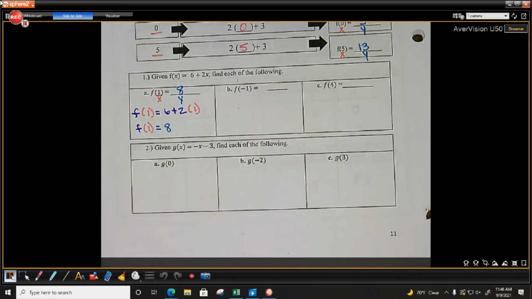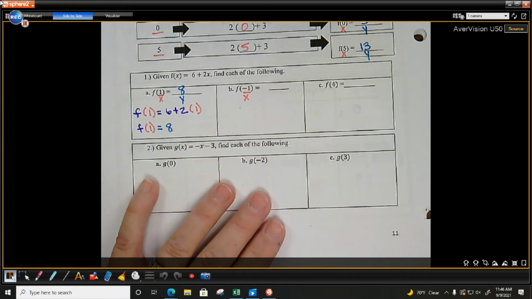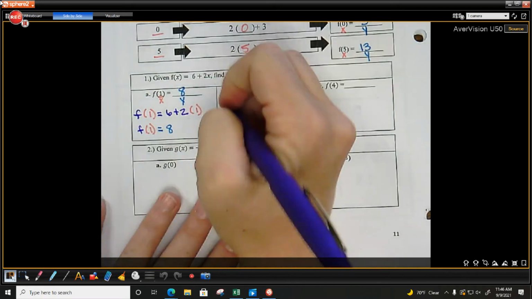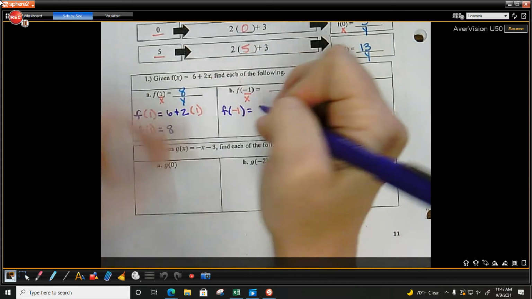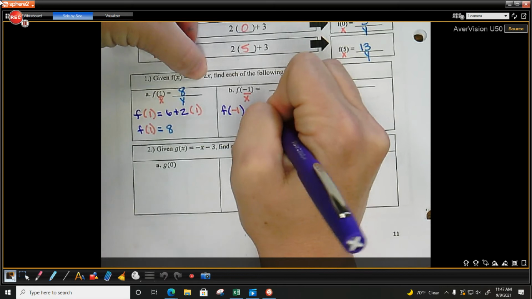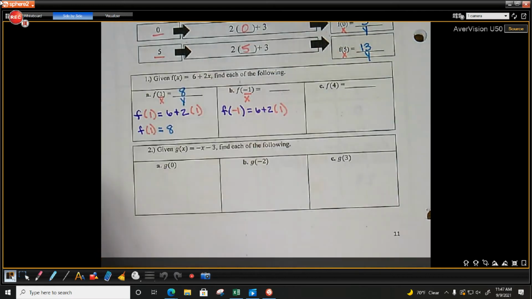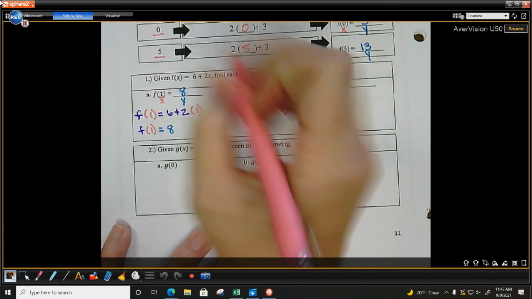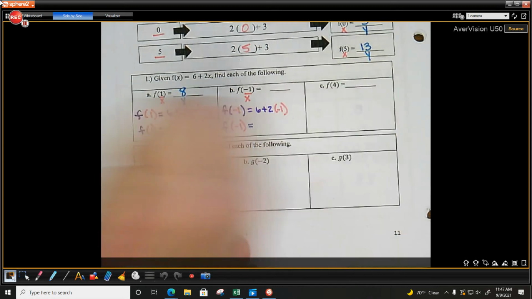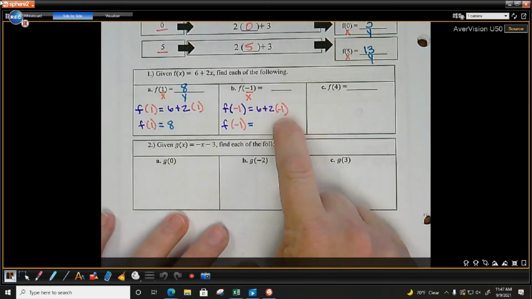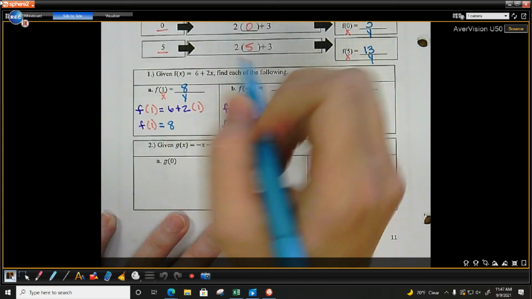Next one, f of negative 1. Negative 1 is your x value. So I'm going to rewrite my function. F of negative 1 equals 6 plus 2 times what? X, which x is negative 1. So then I get f of negative 1 equals, oh, I put 1, not negative 1. Oops, there we go. Negative 1. Be careful. So what's 2 times negative 1? Plus 6. 4. There's your y.